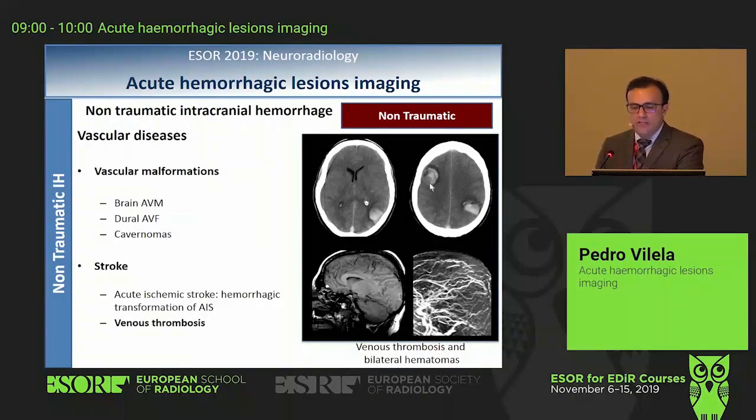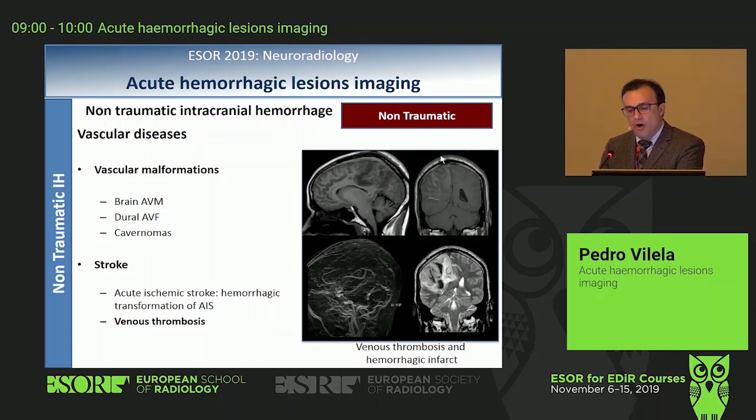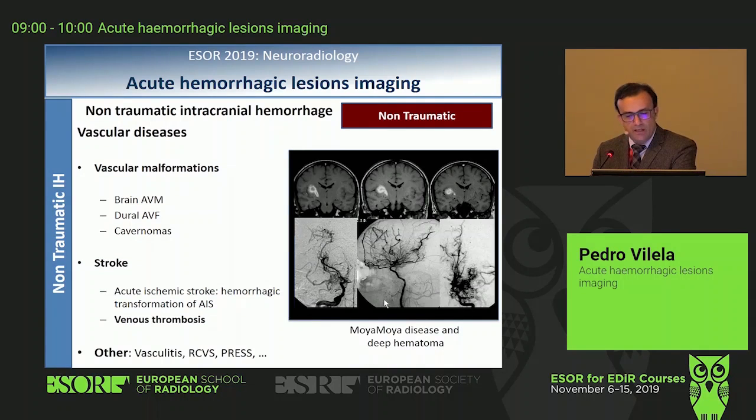Venous thrombosis, you see bilateral lesions. When you see bilateral lesions, and especially hemorrhagic, think that you may have a problem in the superior sagittal sinus. As you see here, you have complete superior sagittal sinus thrombosis with bilateral hemorrhage, or with a hemorrhagic infarction, so typically from venous lesions.